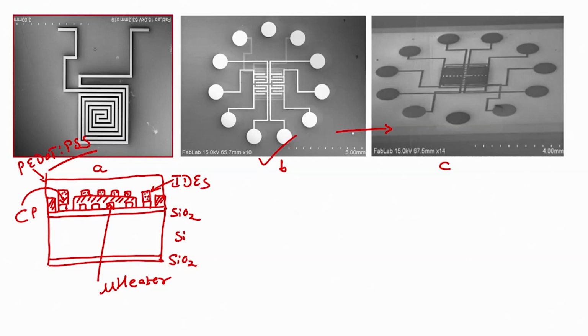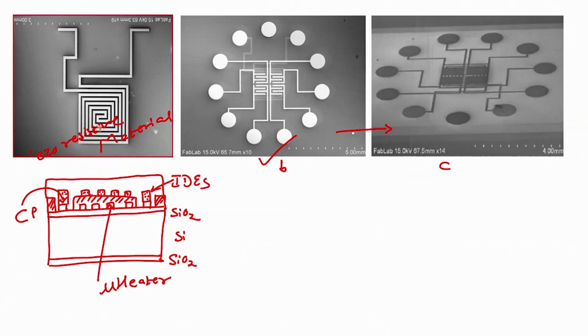Instead of PEDOT:PSS, I can use any other piezoresistive material and deposit it. So, this is nothing but piezoresistive material. The property of piezoresistive material is that when you apply pressure, there will be a change in resistance, right. So, on this piezoresistive material, what is the next step?